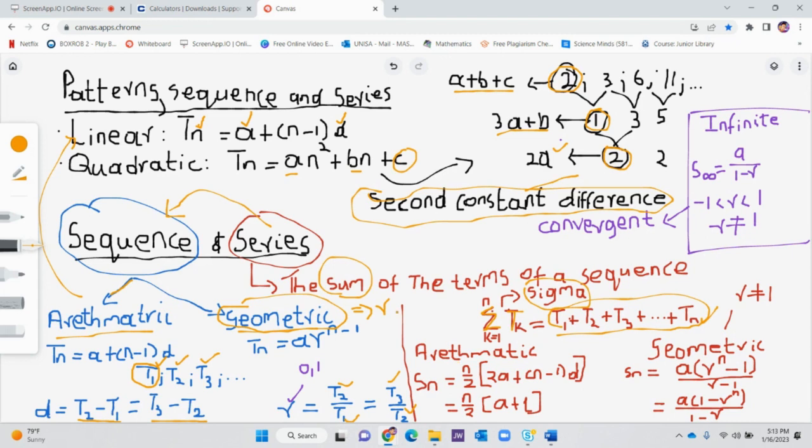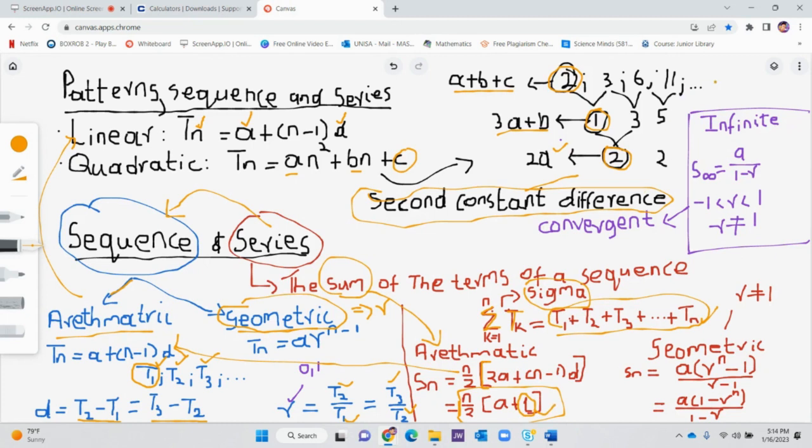If you are looking for the sum of the arithmetic sequence, that is the arithmetic series, the formula would be Sn equals n over 2 into 2a plus n minus 1 into d. You'll see that it looks similar to your arithmetic sequence formula. Or if you know the last term, you can use this formula, which is n over 2 into a plus l. This l is your last term.